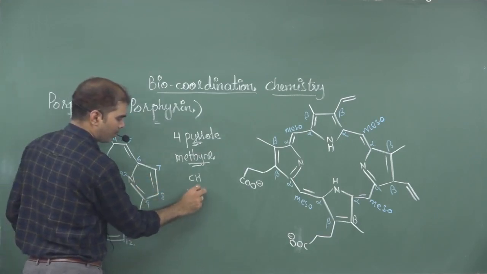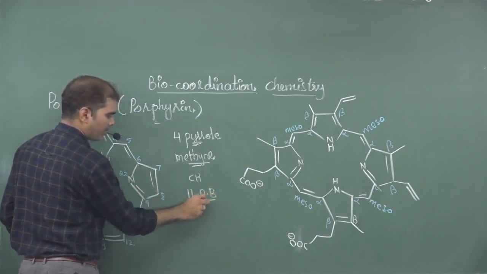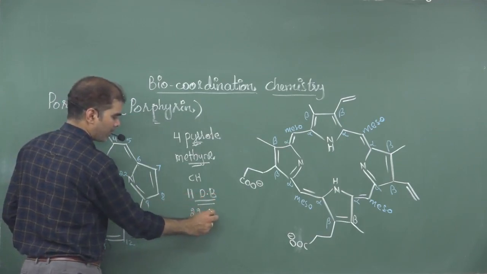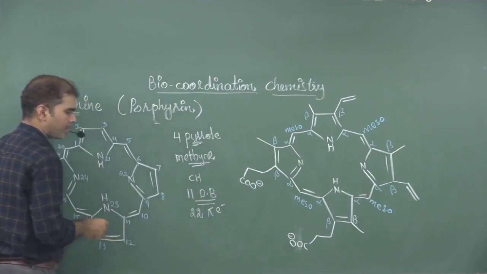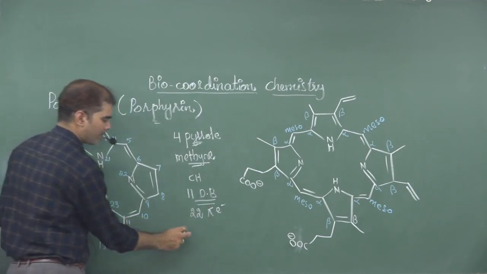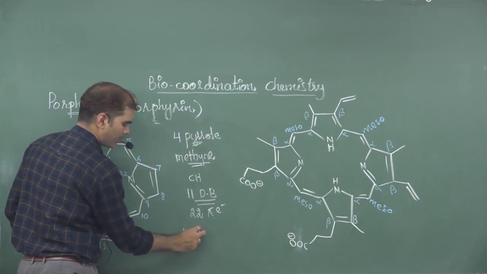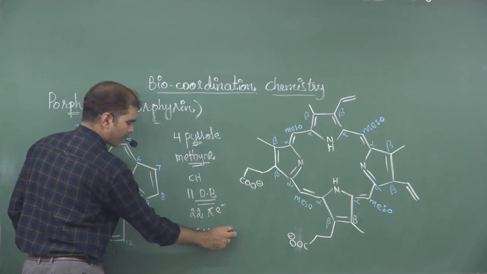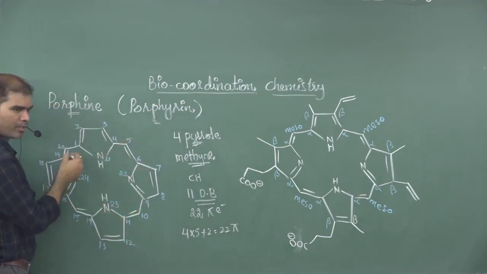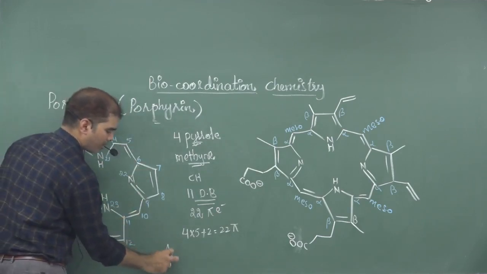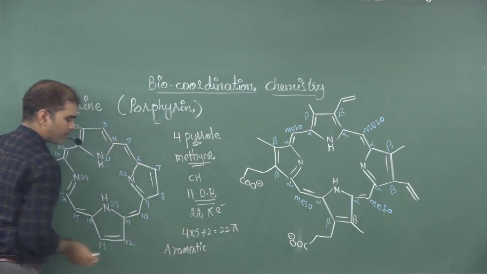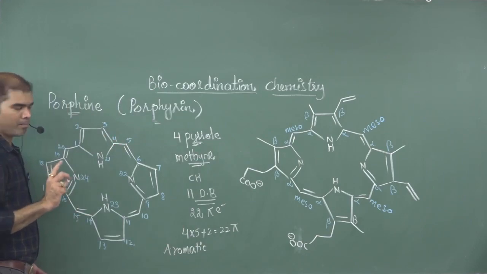Altogether there will be 11 double bonds and all these double bonds will be in conjugation. So 11 double bonds will make 22 pi electrons. Is it following 4n plus 2 Huckel's rule? 4n plus 2 pi electron. 4 into 5 plus 2 will be 22. So it is following 4n plus 2 Huckel's rule. Hence we call porphyrin to be aromatic. We can call it as an aromatic macrocycle. Okay? It is an aromatic macrocycle.